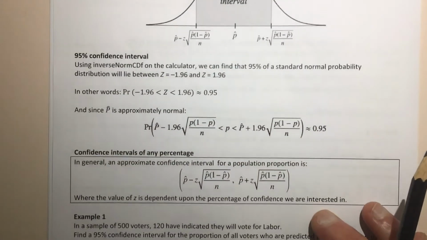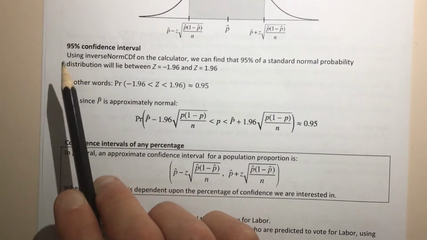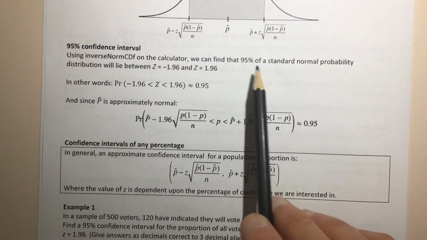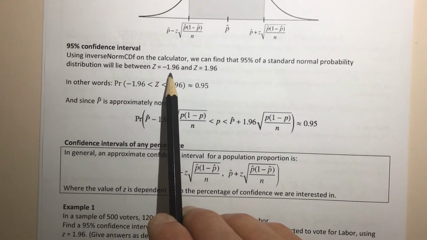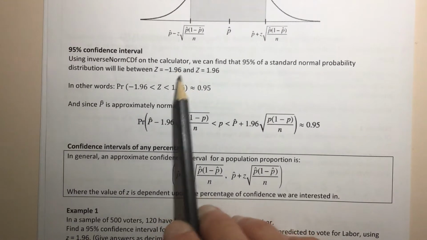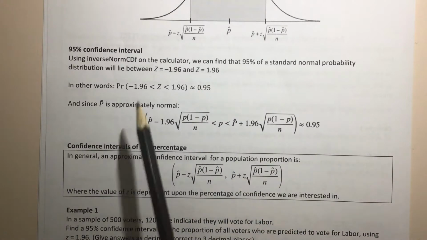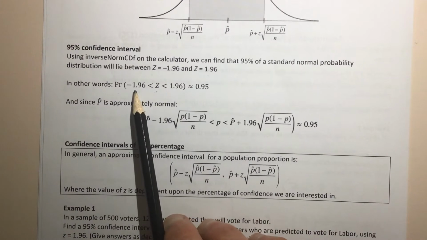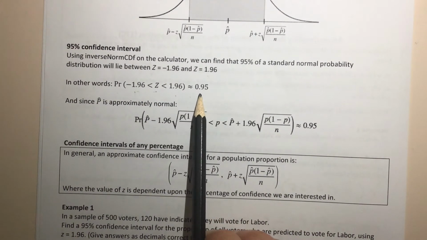All right, for a 95% confidence interval, and it's not the only one you'll have to do, but it's the most common percentage you would have to do, we know that 95% of a standard normal probability distribution lies between Z equals negative 1.96 and Z equals positive 1.96. In other words, 1.96 standard deviations below the mean and 1.96 standard deviations above the mean. And that's what that probability statement is saying there. The probability that Z is between negative 1.96 and positive 1.96 is approximately 0.95 or 95%.